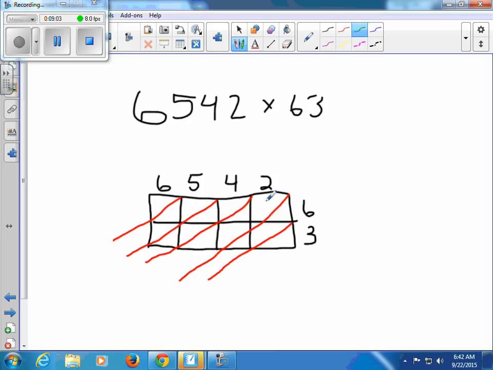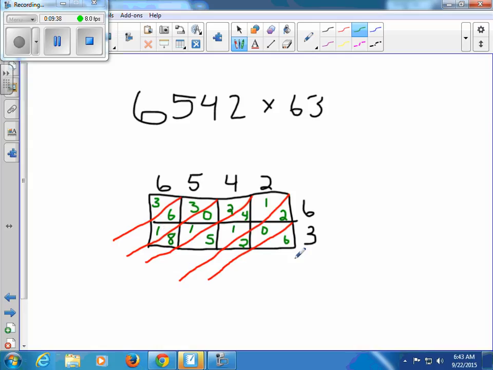Six times 2 gives me 12. 6 times 4 gives me 24. 6 times 5 gives me 30. And 6 times 6 gives me 36. Moving on to my next row, 2 times 3 gives me 6. 3 times 4 gives me 12. Oh, that's messy. 3 times 5 gives me 15. 3 times 6 gives me 18.